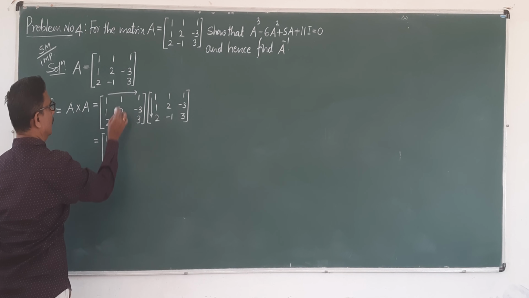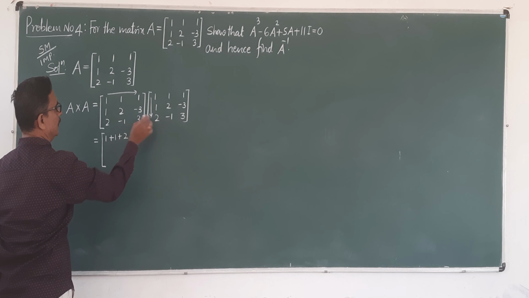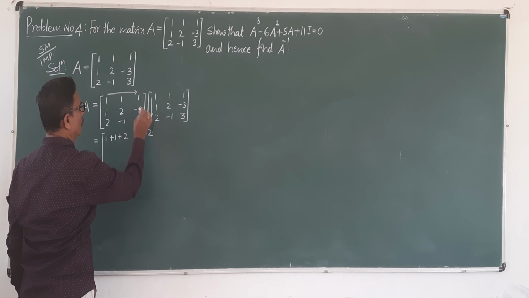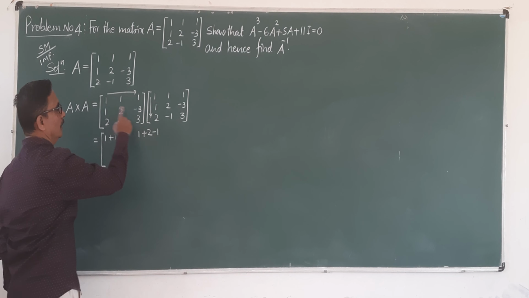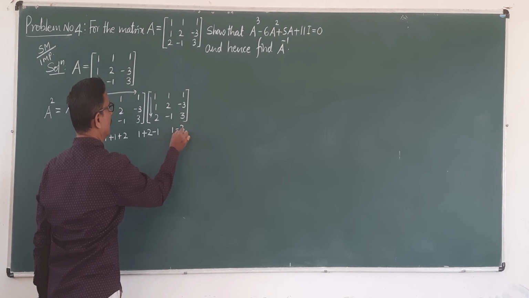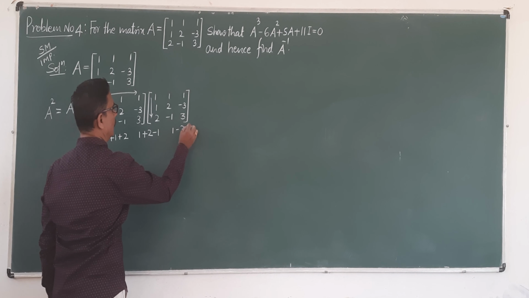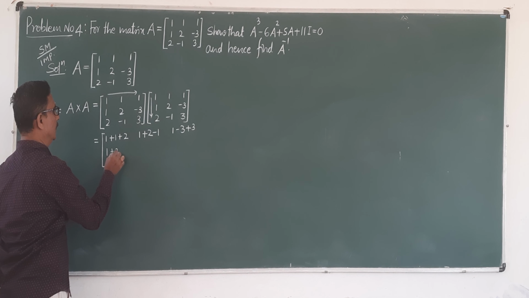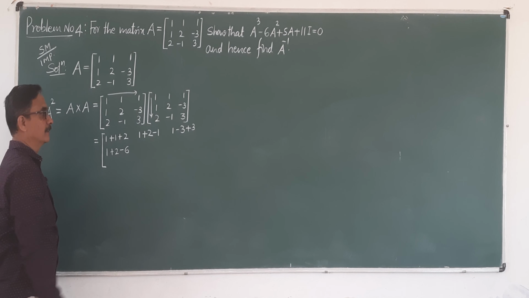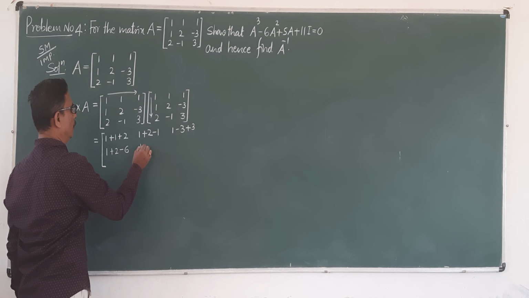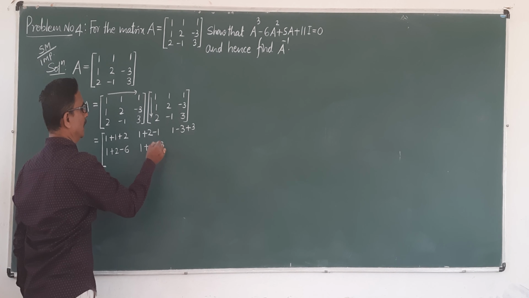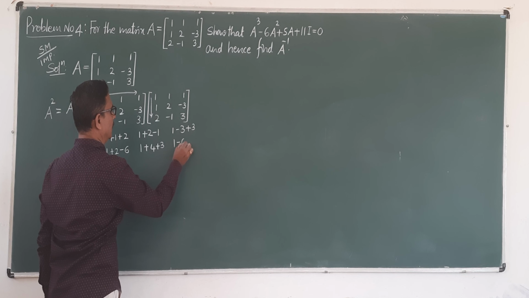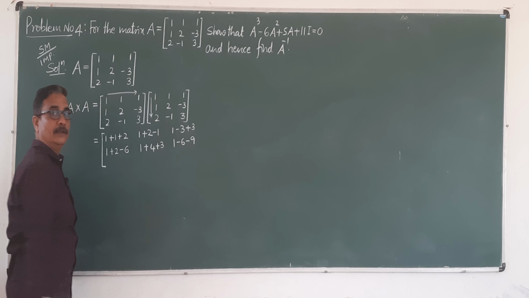1 into 1 is 1, plus 1 into 1 is 1, plus 1 into 2 is 2. First row by second column: 1 into 1 is 1, 1 into 2 is 2, 1 into minus 1 is minus 1. First row by third column: 1 into 1 is 1, 1 into minus 3 is minus 3, 1 into 3 is plus 3. Take second row by first column: 1 into 1 is 1, 2 into 1 is 2, minus 3 into 2 is minus 6. Second row by second column: 1 into 1, 2 into 2, minus 3 into minus 1 is plus 3. Second row by third column: 1 into 1 is 1, 2 into minus 3 is minus 6, minus 3 into 3 is minus 9.